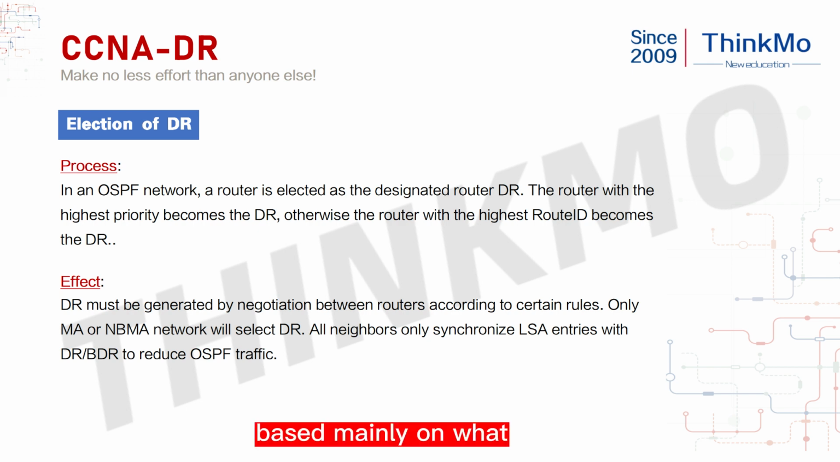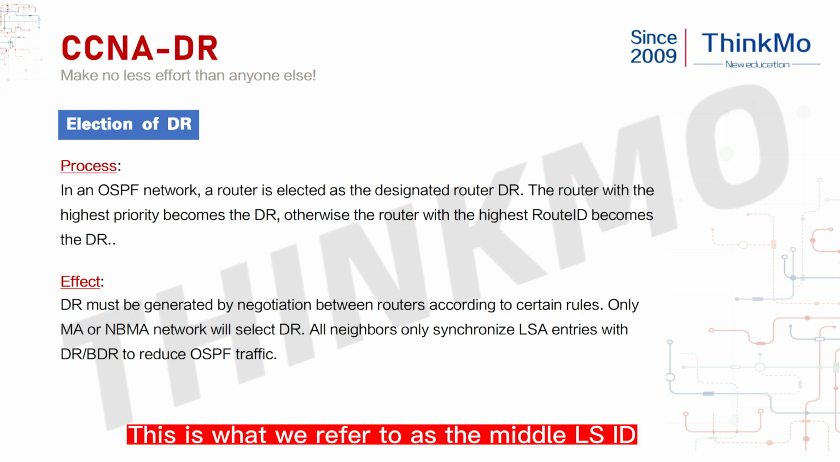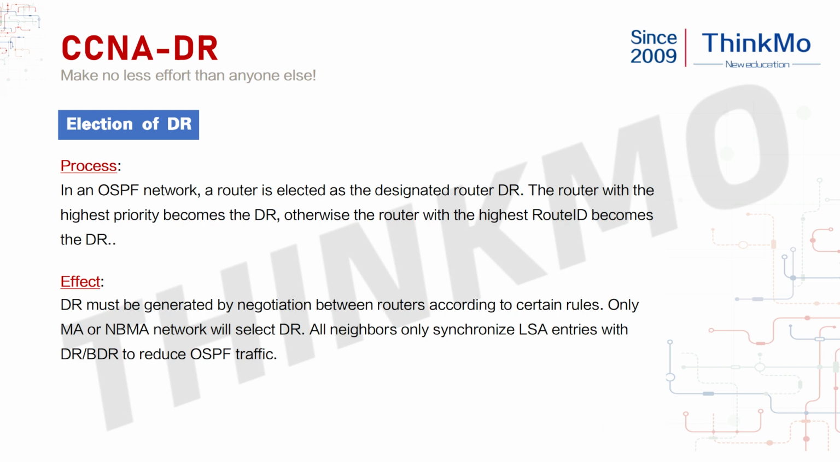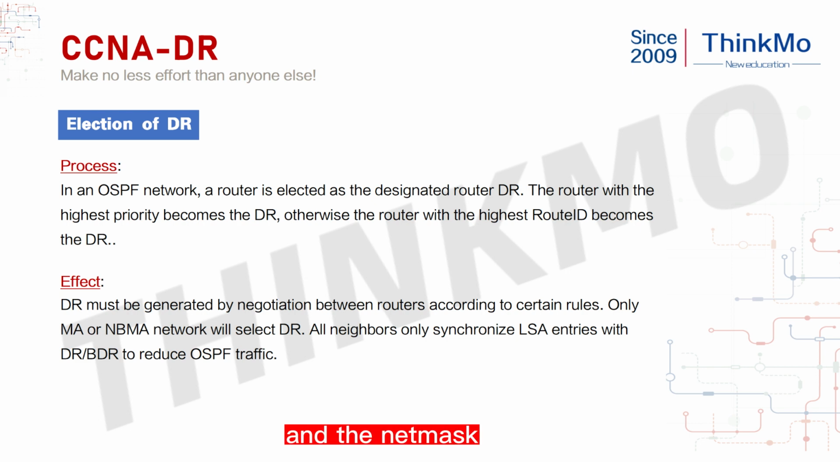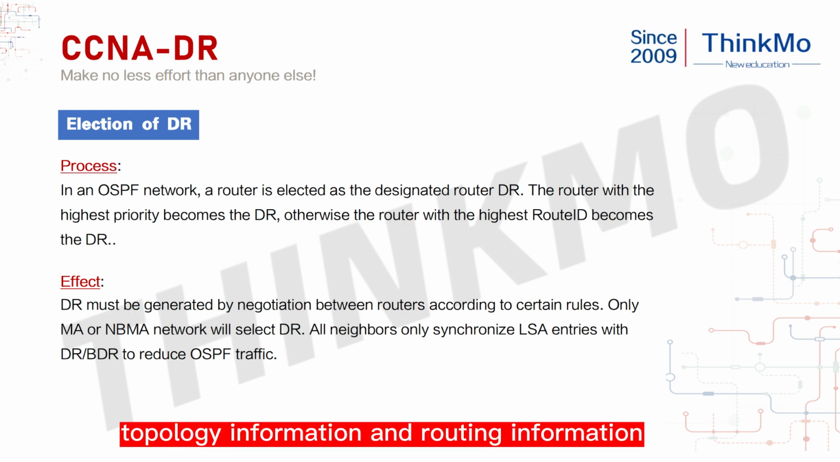Based mainly on what? First, the type 2 LSA. This is what we refer to as the LSID, the link state ID. It is the IP address of the DR interface. Then there's the netmask. So we take the link state ID and the netmask and do the AND operation to get the routing information. What's involved in this? Topology information and routing information.